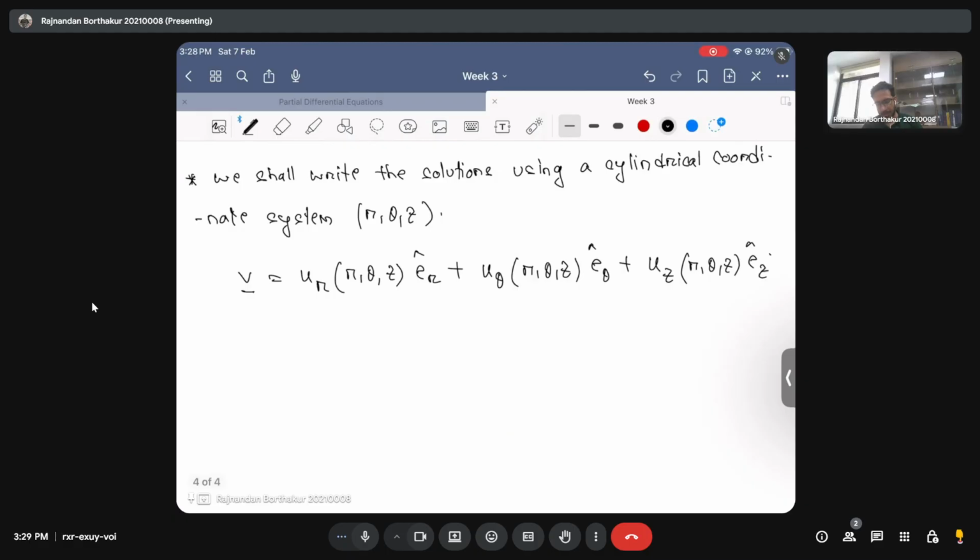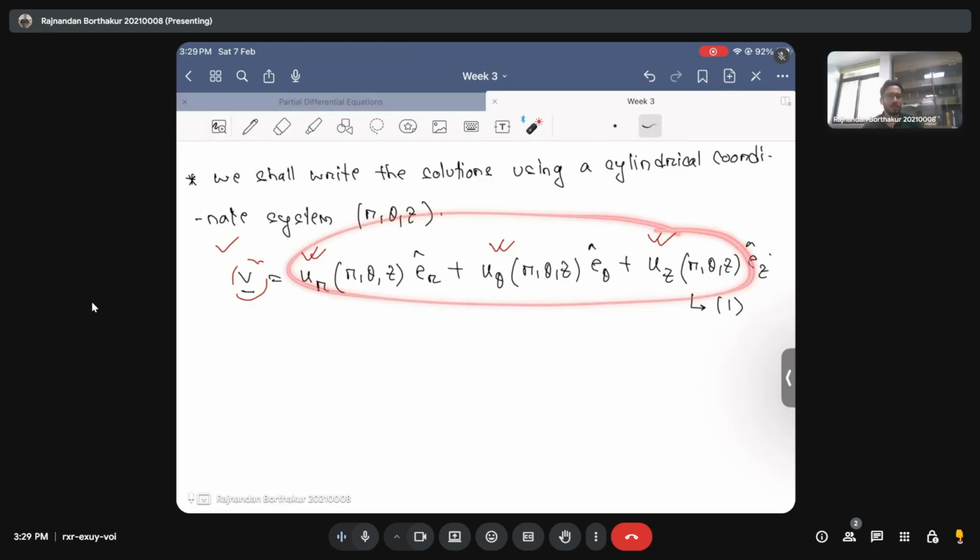All right, and so this is the velocity field. Let's name it as equation 1. What we now need to understand is that we are required to evaluate this v. That is typically the objective, which means we just need to evaluate ur, u theta and uz, because if ur, u theta and uz are known, just multiply them with the unit vectors and that will give you the entire velocity field of the problem. So that's number 1.